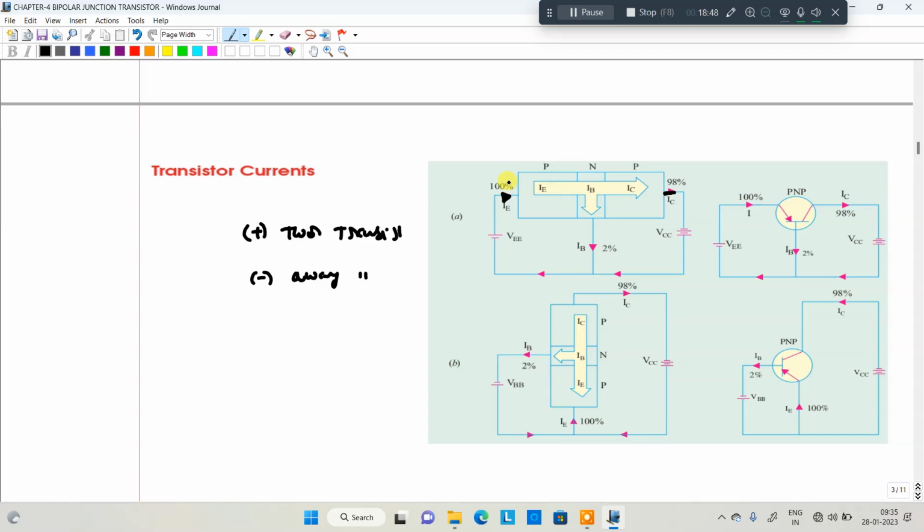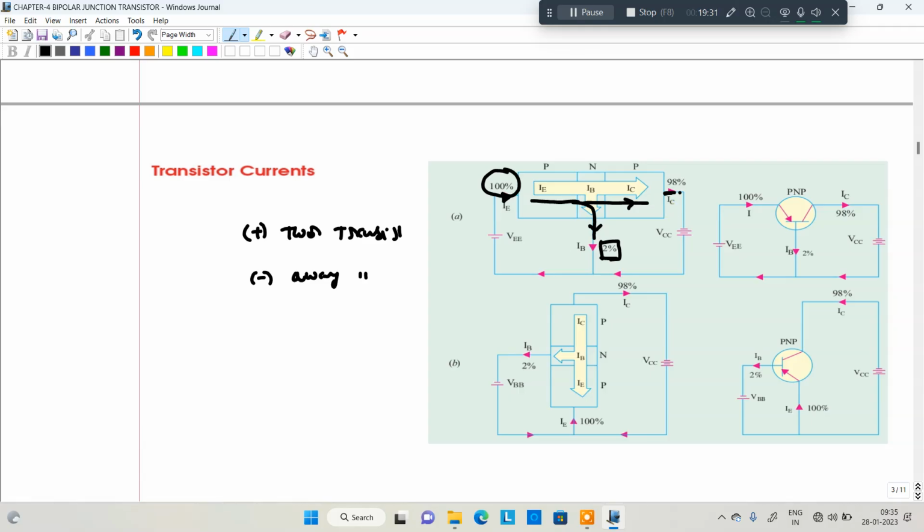Whenever the emitter emits, say, 100% of the majority charge carriers, it is trying to flow, but the base is a thin, lightly doped layer. That means a very small current, about 2%, flows through the base, and the remaining 98% flows through the collector. Got my point? That means the emitter and collector currents differ by only approximately 2%. That ratio you need to find out. We'll see it later in the common base, common emitter and common collector configurations. I will explain clearly, but you need to understand this is what happens.